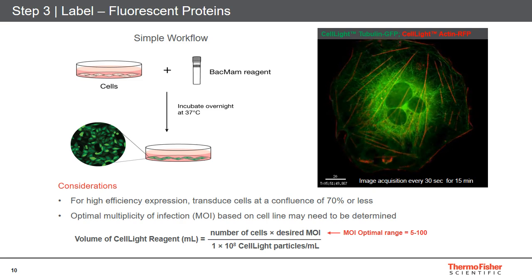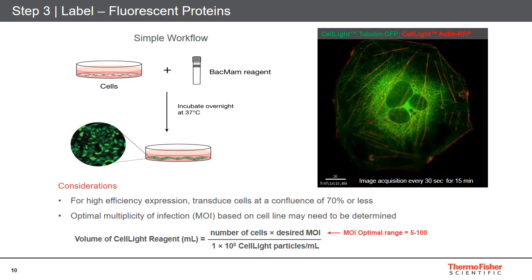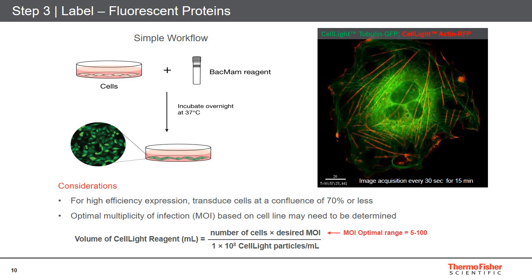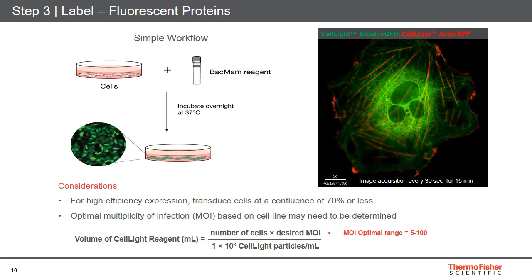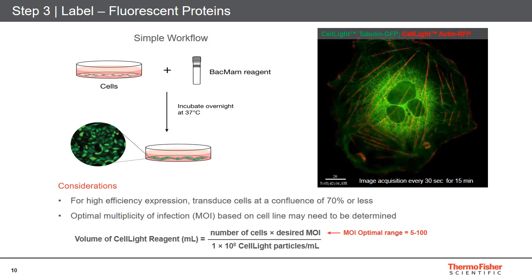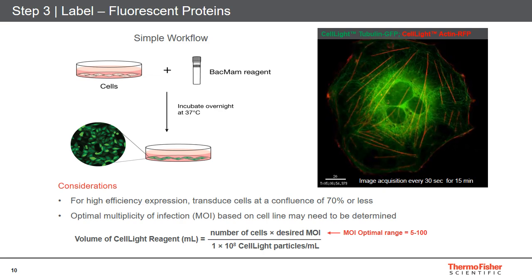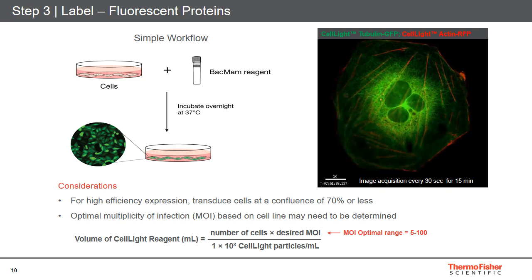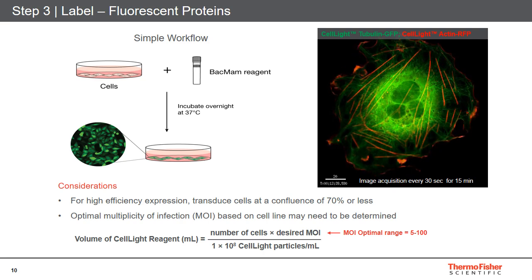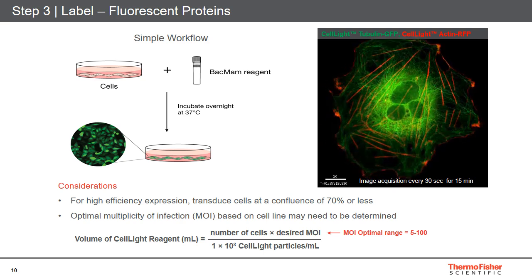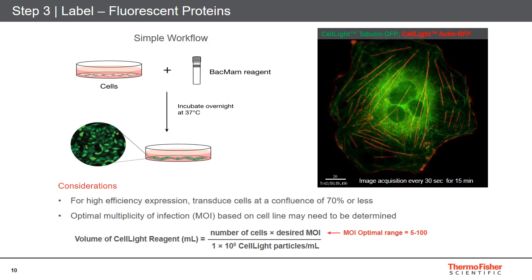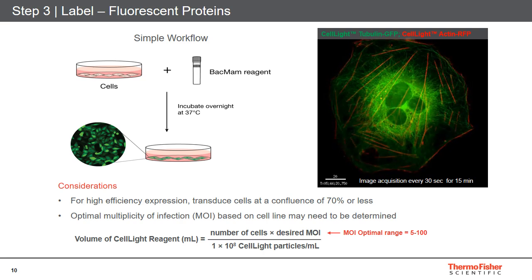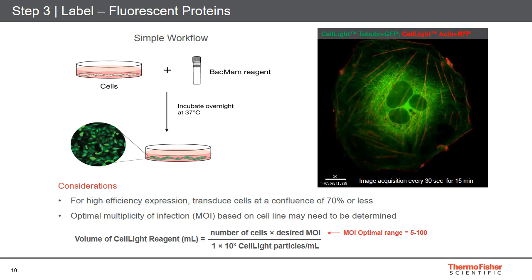Generally speaking, the highest transduction efficiency happens while the cells are still in their log phase growth, and so you want to transduce before they're fully confluent, generally at a confluency of about 70% or less. Different cell types respond to the virus at different levels, and they may require a different multiplicity of infection from one cell type to the next. So this is one of the key parameters that really needs to be determined for your specific cell type, regardless of the virus that's being used.